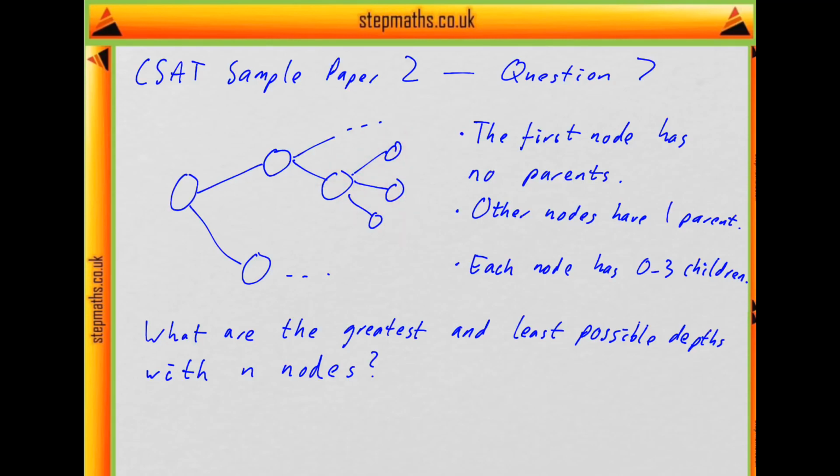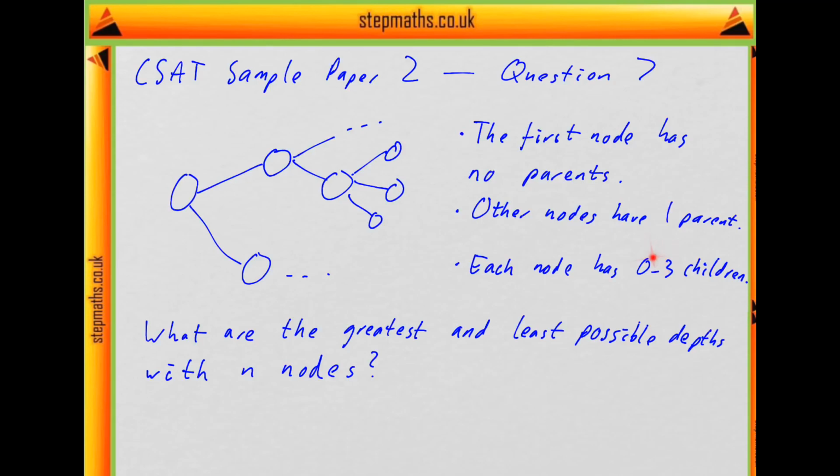right of each point. So we're told the first node has no parents. Each of these is a node, and there's one at the start, which is the start, so it has no parents, nothing to the left. The other nodes all have one parent, so we don't have any loops, for instance, where both this node and this node are parents of this node. There's only one parent for each node.